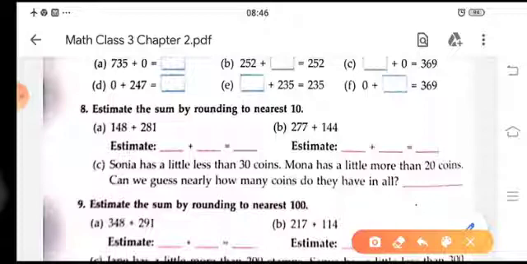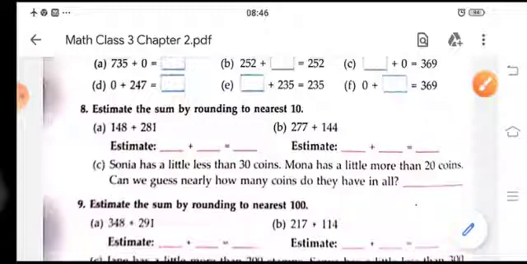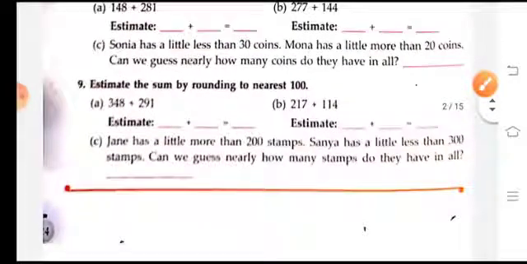Okay, let's do 420 plus 10, it becomes 430. Okay, similarly here also do these sums. Then we'll move on to rounding by 100.